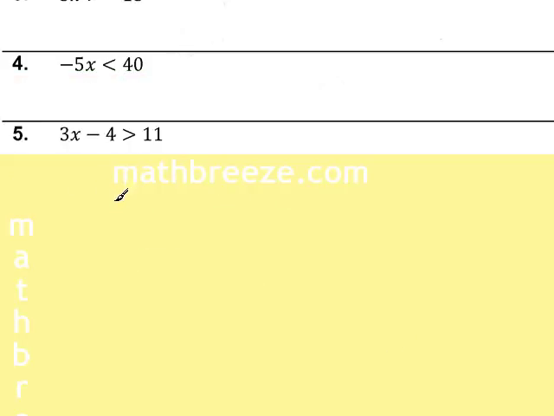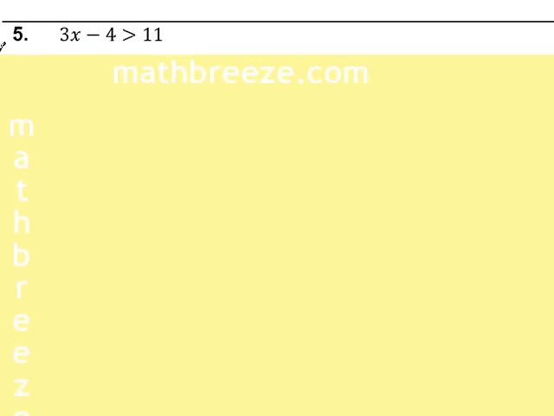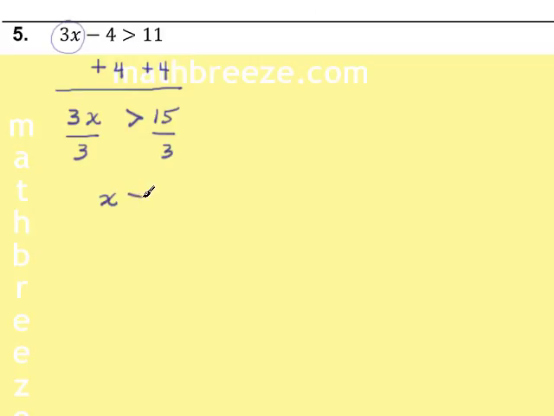All right, in number 5, we have an inequality that we're going to solve pretty much the same way that we solve an equality. Just keep the rule in mind in case we need it. So we'll start by isolating the x term, add 4 to both sides. And we have 3x greater than 15, 11 plus 4. And now divide by 3. And we have x greater than 15 divided by 3 is 5, x greater than 5.